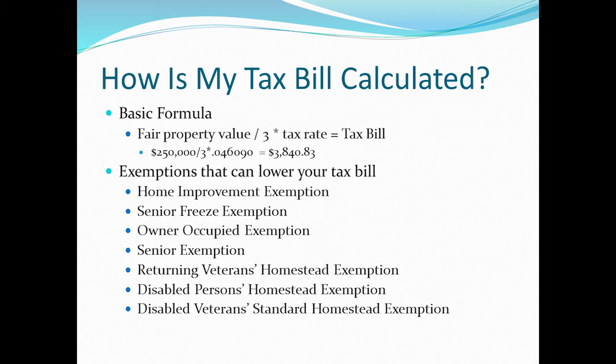As we all know, we're all pretty familiar with the homestead exemption. We all get $6,000 if we own and live in our house. So that comes off of that amount. So that's another decrease to your tax bill.